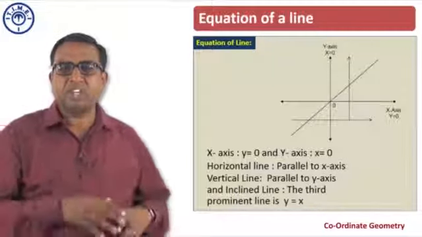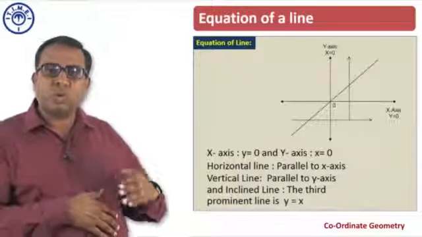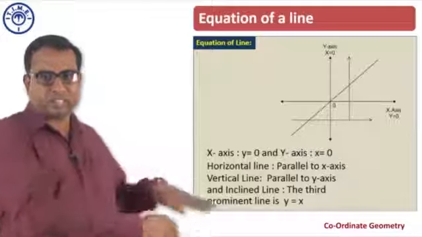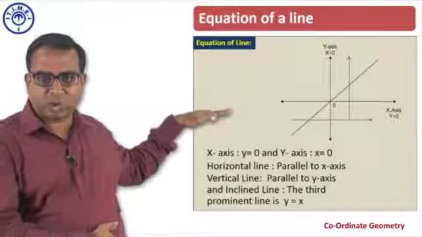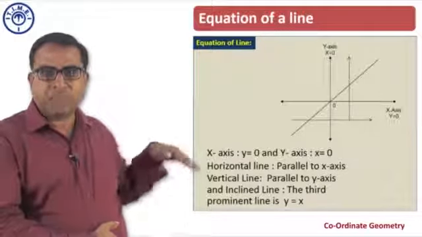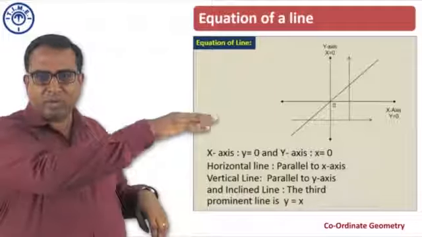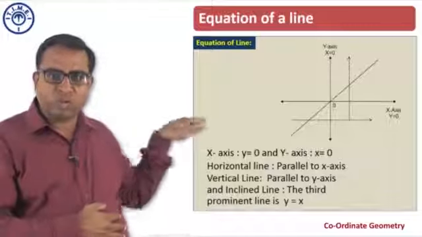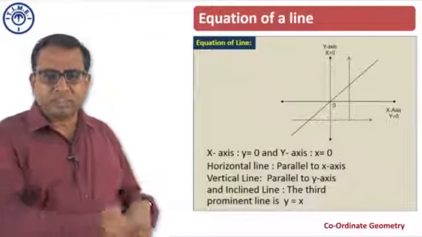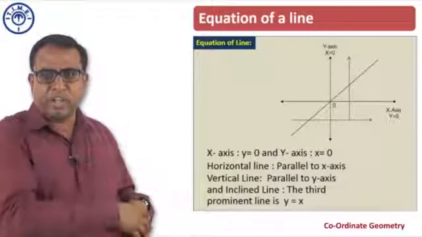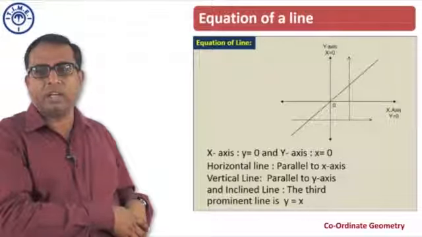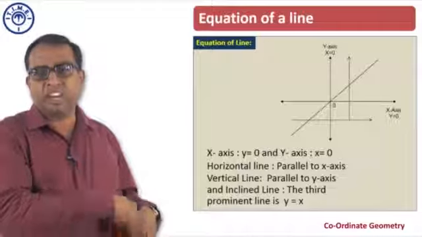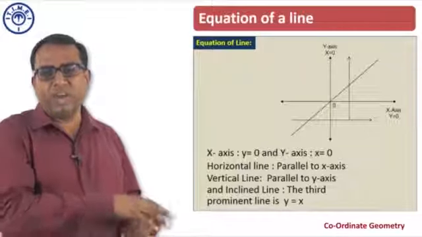Okay, having discussed the x axis and y axis, let us look at a horizontal line. A horizontal line is nothing but a line parallel to the x axis. So for any line parallel to the x axis, y will be constant. Y equal to 0 is the x axis, anything parallel to it is y equal to constant. Likewise, if you look at a vertical line, up and down, you see that x is constant on a line which is parallel to the y axis.